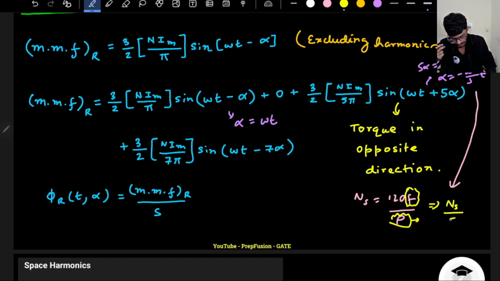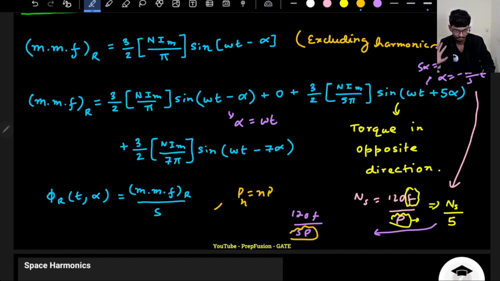If speed is becoming Ns by 5, that means it is 120 f by 5p. So effectively your number of poles becomes a multiple: n into p for the nth harmonic. This is important in case of space harmonics. Your number of poles becomes a multiple according to the harmonic order.